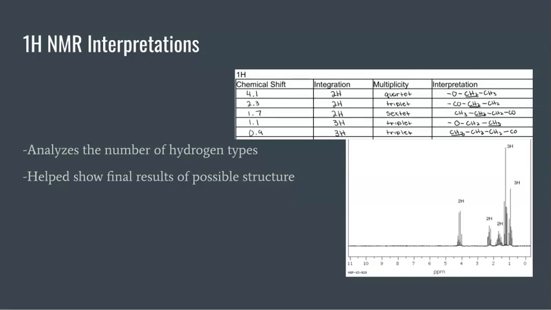The next shift is a 1.1 shift, and the one after that is a 0.9. Both of these contain 3 hydrogens and are both triplets, meaning that they have 3 hydrogens within their structure and they both have 2 neighbors. However, the slightly higher shift within the one can be attributed to the fact that it is more closely bound to an oxygen than the other. So overall, that really helped us visualize how our structure is going to be bound together.